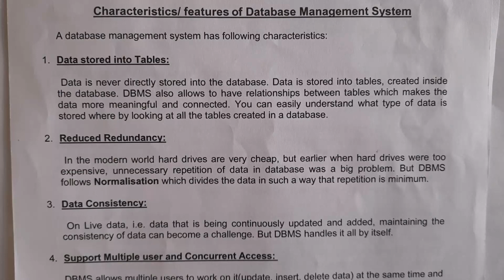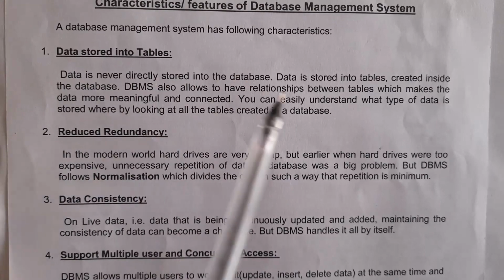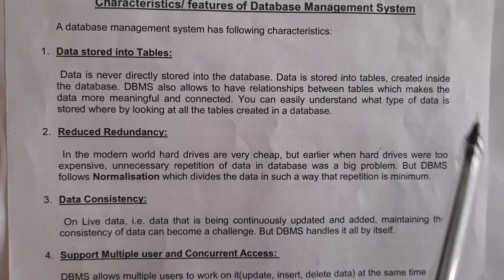Next I will explain characteristics or features of database management system. First feature is data stored into tables. In a database we will not store data directly. Instead, at first we will create a table inside the database and then we will store data inside the tables. Data is never directly stored into the database. Data is stored into tables created inside the database.